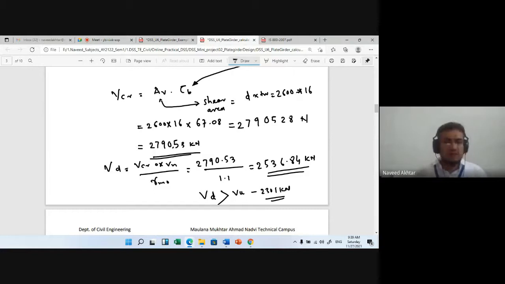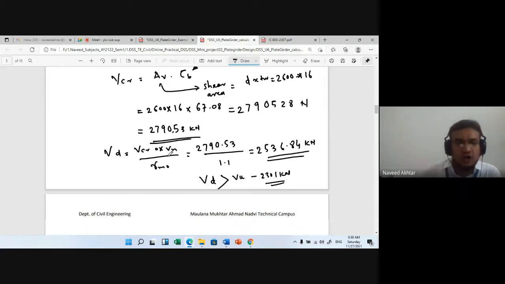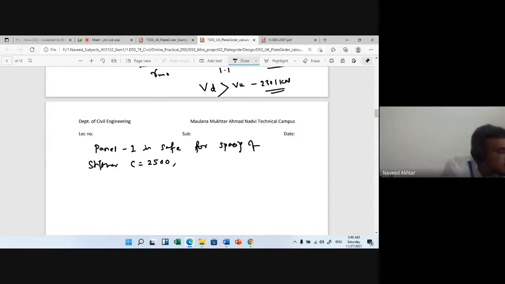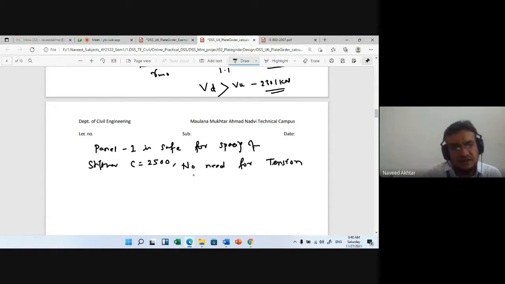So we can say that this is our panel A, or panel 1, safe for spacing of stiffener C is equal to 2500. Now since it is safe here, there is no need for tension field action, the tension field method. So in simple post critical itself, our design is safe. In this panel number 1, no need of going for the further method.